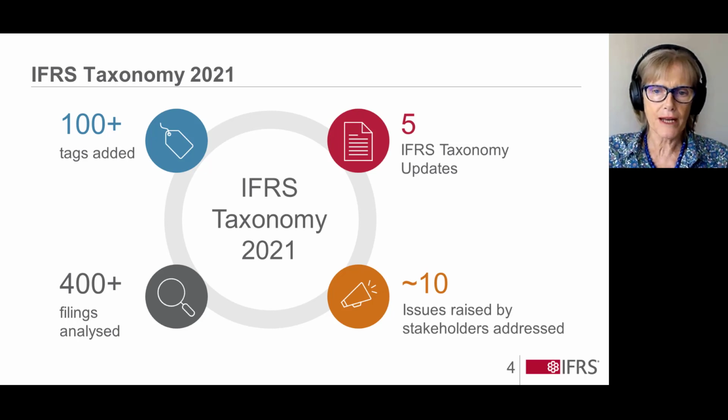We have added more than 100 new tags to the IFRS Taxonomy. Those new elements reflect new disclosures in the IFRS standards, as well as common reporting practice that we've observed when analysing over 400 electronic financial statements. We've also added changes to the IFRS Taxonomy to address 6 issues raised by stakeholders, where stakeholders felt that improvements to the IFRS Taxonomy might improve the quality of electronic information.